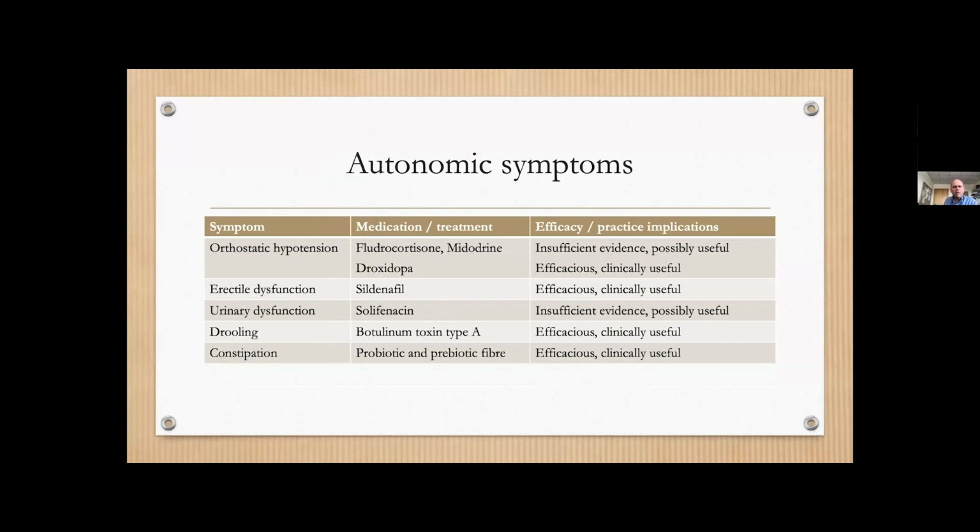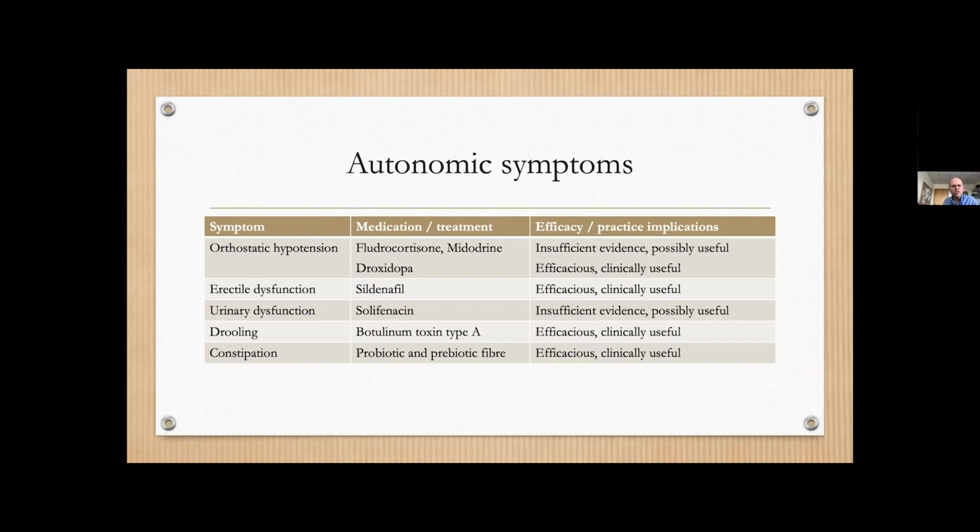In this slide, I talk about the autonomic symptoms. These again are fairly frequent in a Parkinson's disease clinic. We've been using fludrocortisone and midodrine quite regularly as a treatment for orthostatic hypotension for a long period of time, but actually the evidence base for them is fairly shaky. There's a new drug, droxidopa, with a couple of promising studies, and that might be something we're using a bit more as time goes on. Good evidence base for using sildenafil.